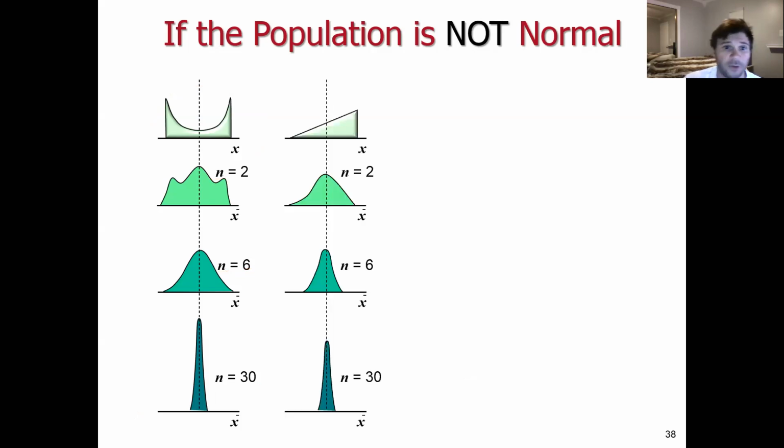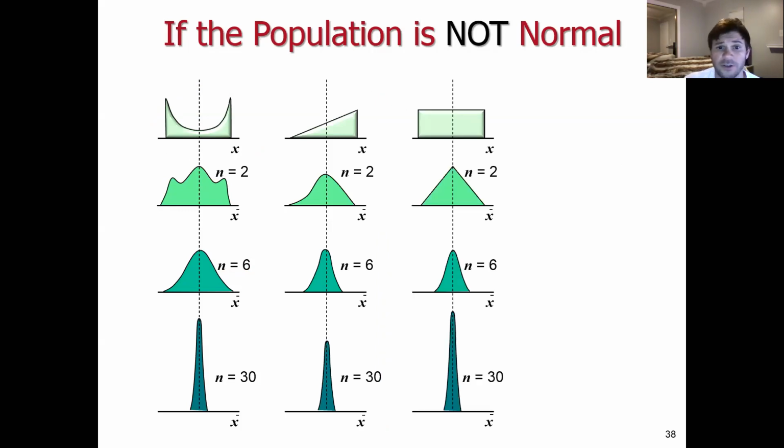Up top here, we have the cheese wedge distribution, a triangular distribution. And again, as we move from top to bottom, we see that sampling more observations generates a sampling distribution that looks more normal. And again, this applies regardless of the shape of the underlying population.